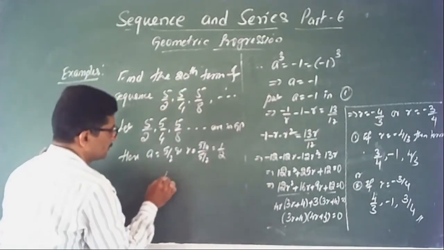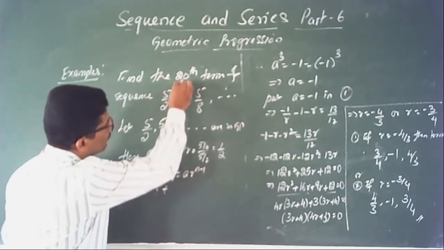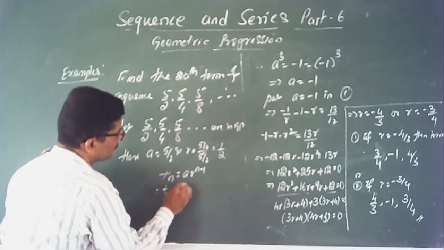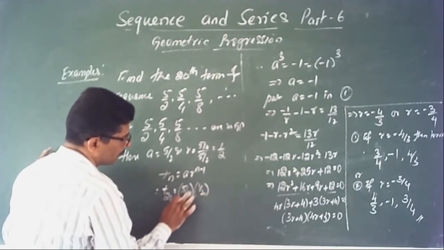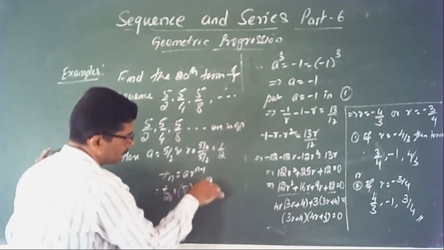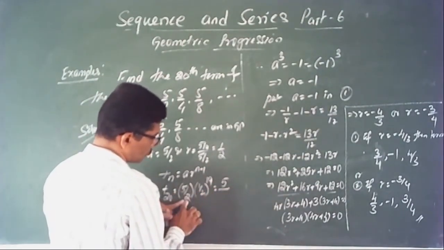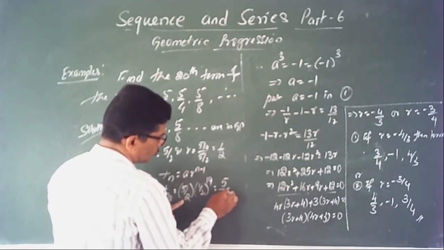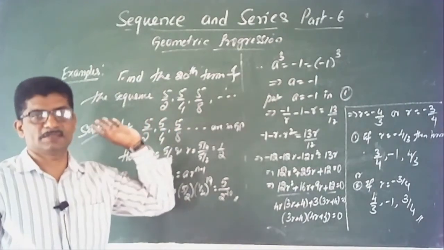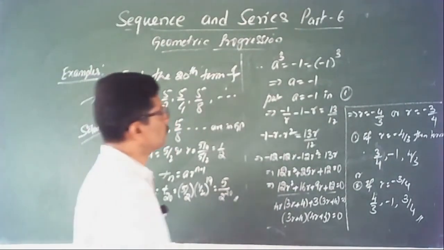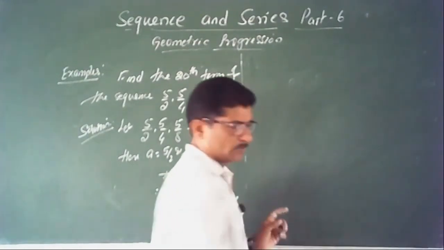What is asked? We know t n is equal to a into r raised to n minus 1. Therefore t 20: a is 5 by 2, r is 1 by 2 to the power n, which is 20 minus 1, that is 19. So we get 5 divided by 2 into 2 raised to 19, which means 5 divided by 2 to the power 20. It is the 20th term of the given GP. Is it clear? And one more problem of a similar type. These are very simple problems using GP.